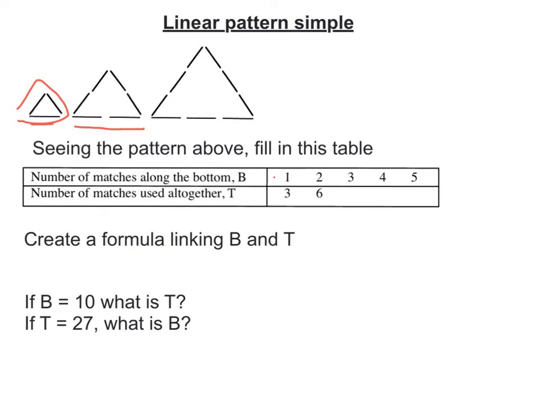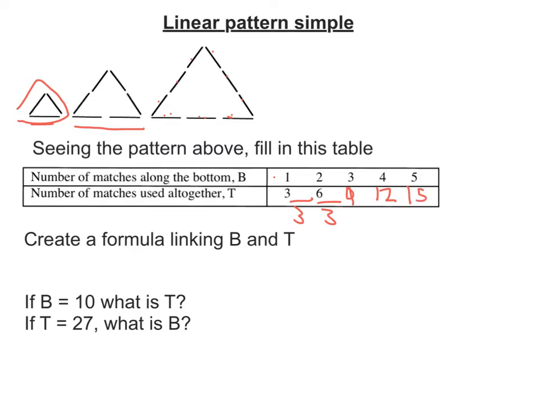The third one has 1, 2, 3 on the base, and then 1, 2, 3, 4, 5, 6, 7, 8, 9 altogether. So looking at this pattern, it's going up by 3. So we would then expect to have 12 in total when you have 4 in the base, and 15 in total when you have 5 in the base.